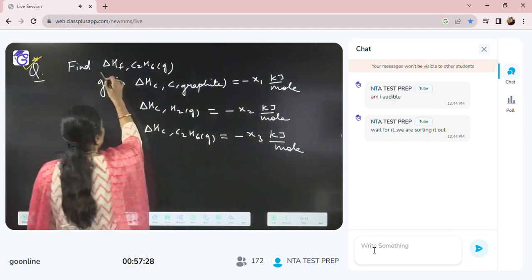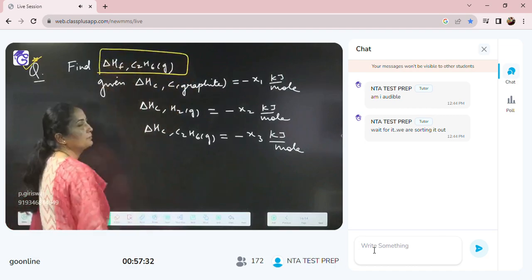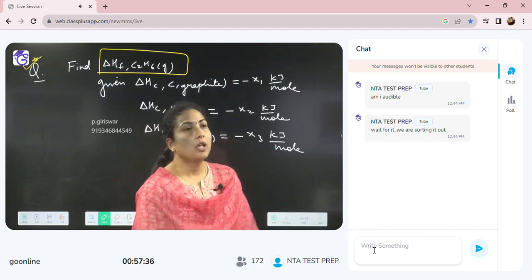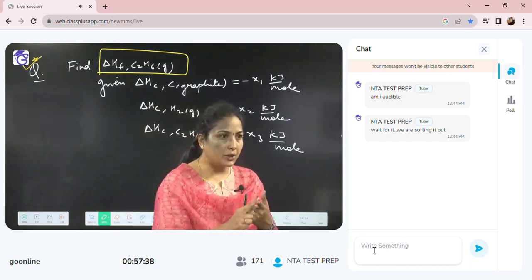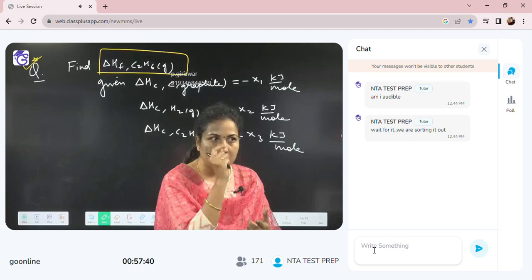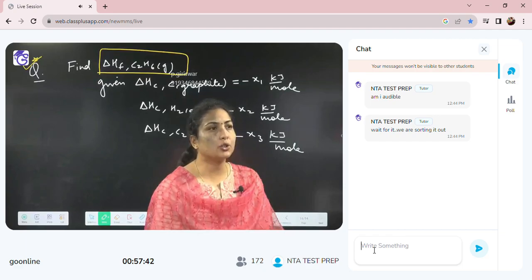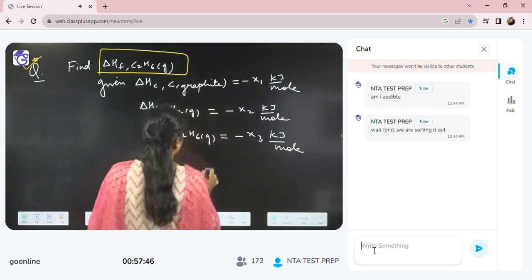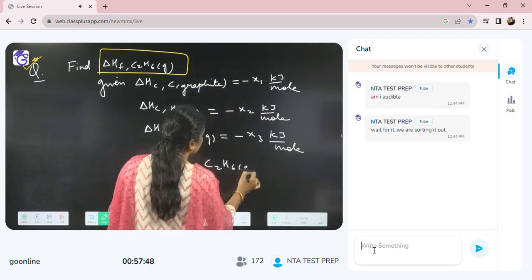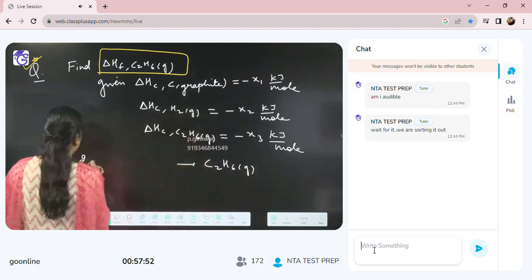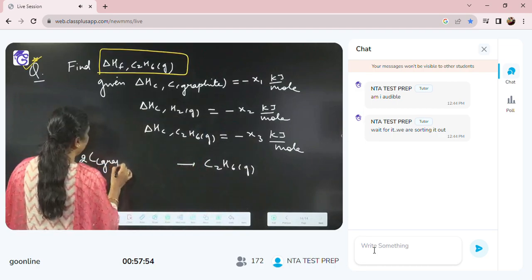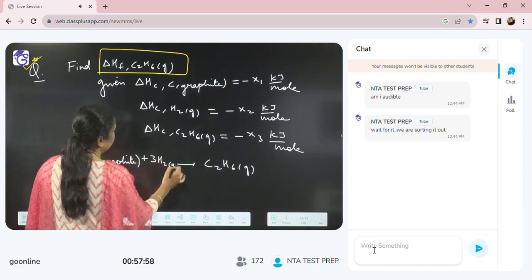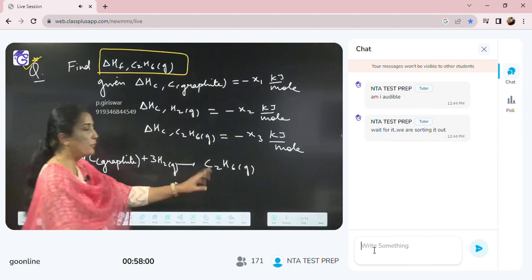The thing is, you first of all write down the equation according to what is asked in the question. You always write down the reaction according to what is asked in the question. What is asked in the question? Formation reaction. So you write down the formation reaction here. So the formation reaction will be 1 mole of this C2H6 gas. You'll be forming it from 2 carbon graphite plus 3H2 gas, right? You're going to form 1 mole of this, right?